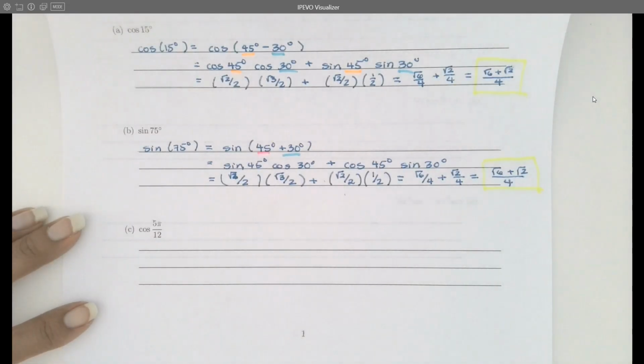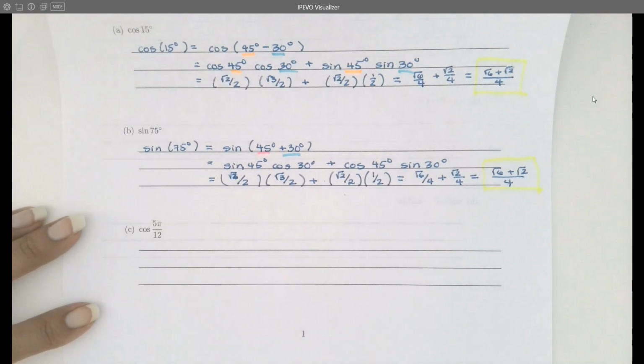So for part C, we have cosine of 5 pi over 12, which means that we're switching now to radians, and there are two methods that you can take in order to approach this problem. The first one is you can change the radians to degrees by multiplying 180 over pi into this 5 pi over 12. And then from there, trying to find two angles that add up to the degree answer, or that subtract to the degree answer. The other option is to find what two angles in radians add up to 5 pi over 12, or have a difference of 5 pi over 12.